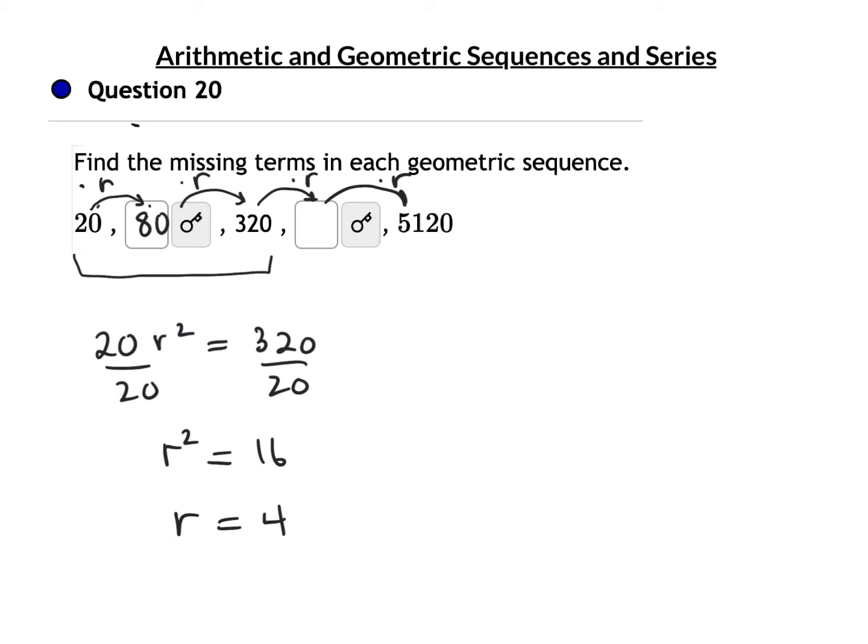320 times 4 is 1,280. And times 4 again, and I get 5,120. The other way we could have done this question is with the geometric mean. It would have been a little bit quicker.